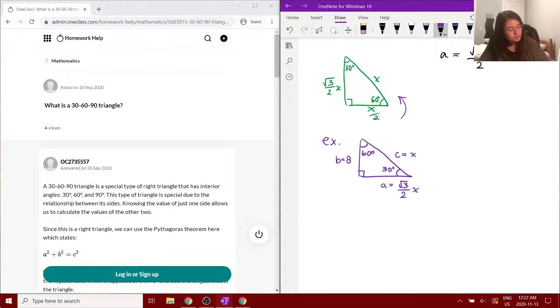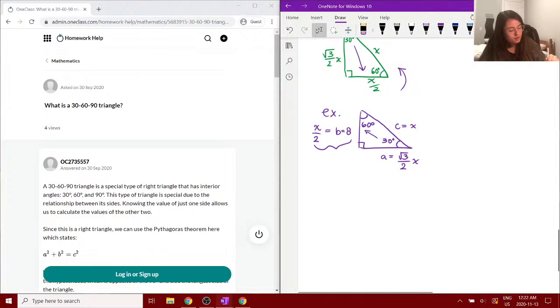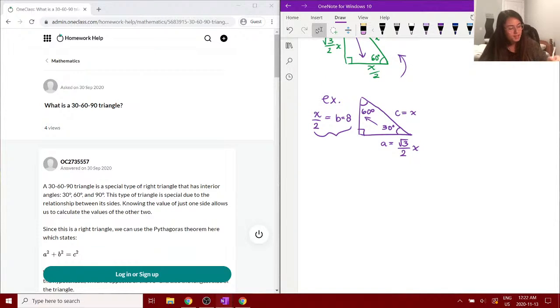So A is equal to root 3 over 2, and then B, which we know is 8, this side is across from the 30 degrees, and in our special triangle, the side length that is across from 30 degrees is x over 2. Okay, so since we can't get anything with this one or this one because there's unknowns, we can figure out what x is though from our given side length, right?